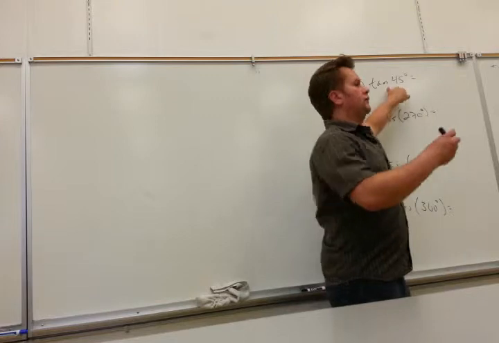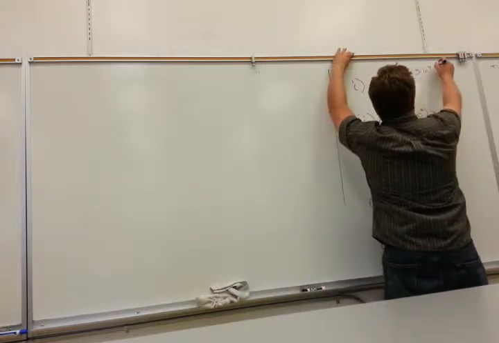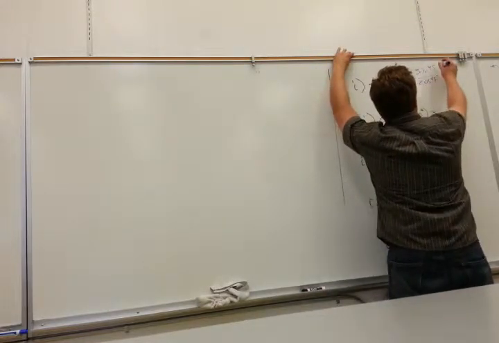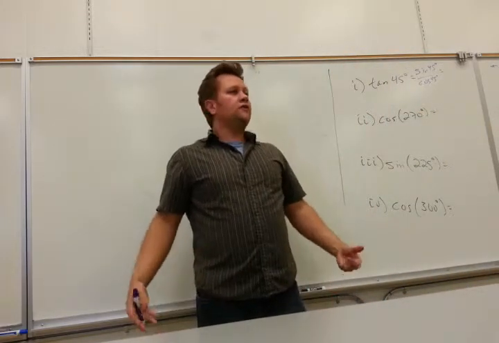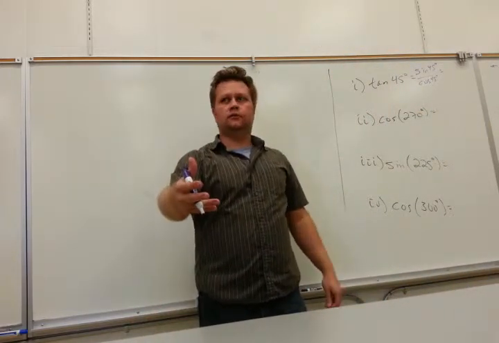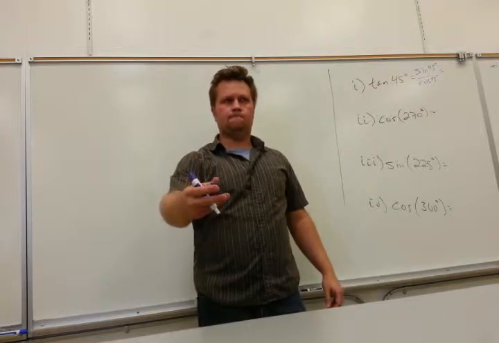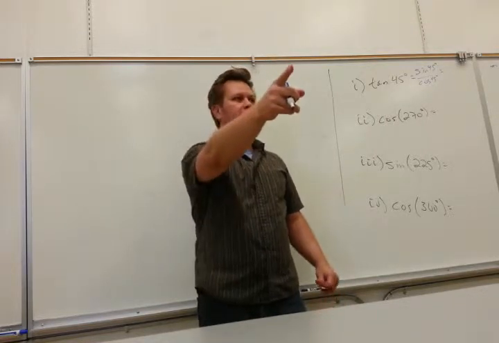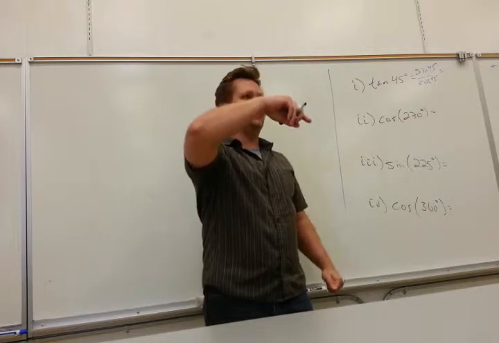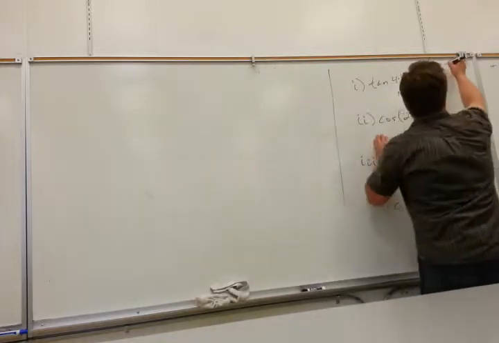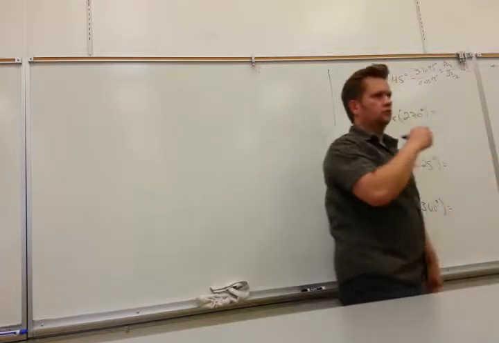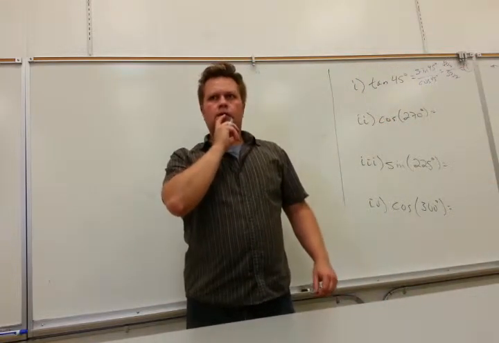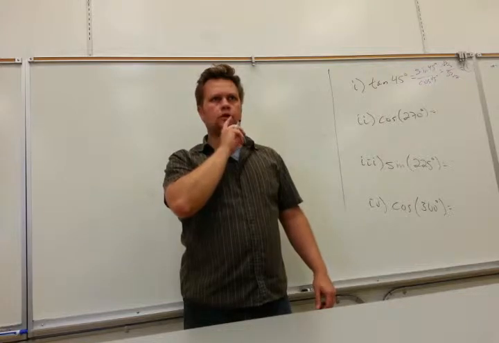Tangent 45. If you wanted to, you can write this as sine 45 over cosine 45. Or just y over x. And of course, at 45 degrees, sine and cosine are equal. They're both root 2 over 2. So when you take the ratio of them, you'll get 1. So if you fill it in, you got root 2 over 2 over root 2 over 2, which is 1. Cool. That's what I thought. Okay, sweet.